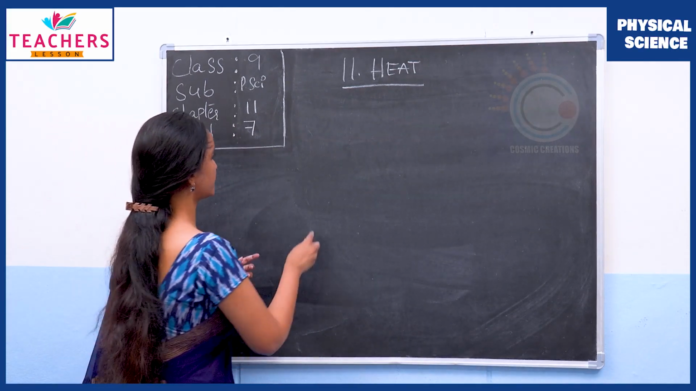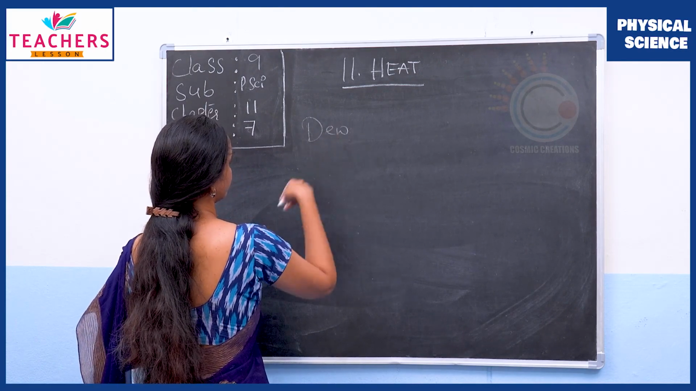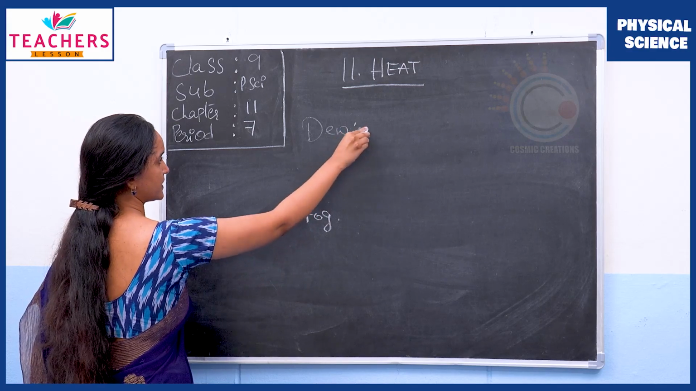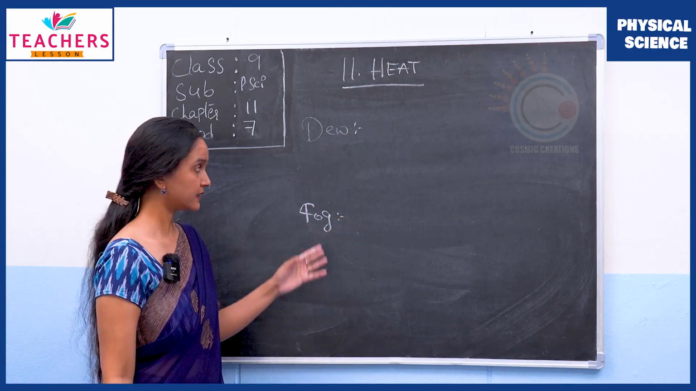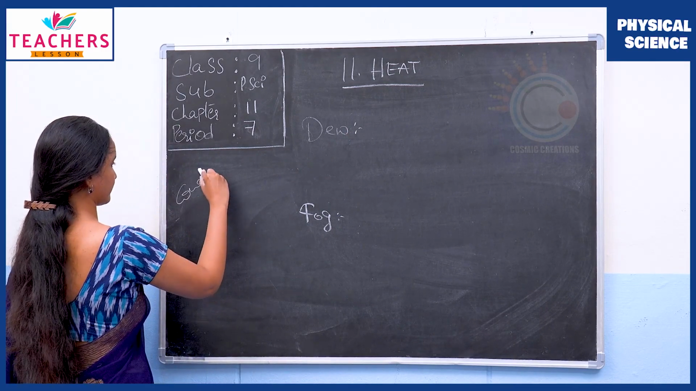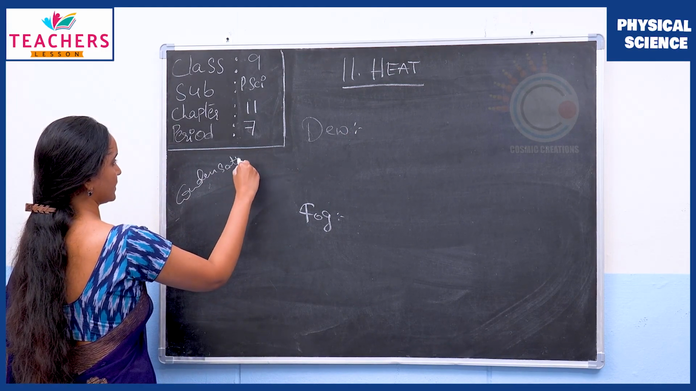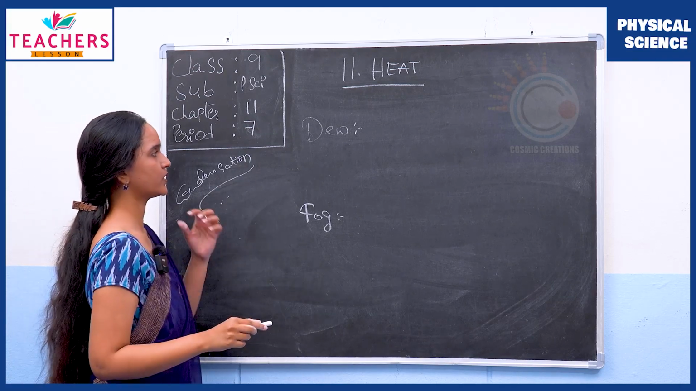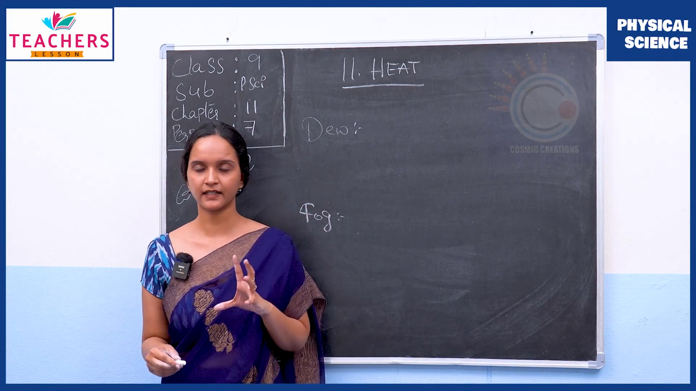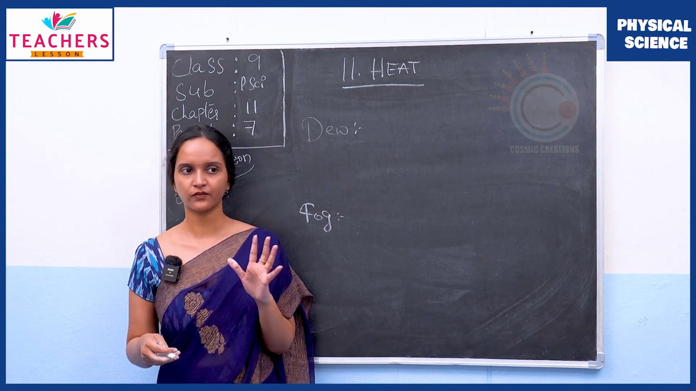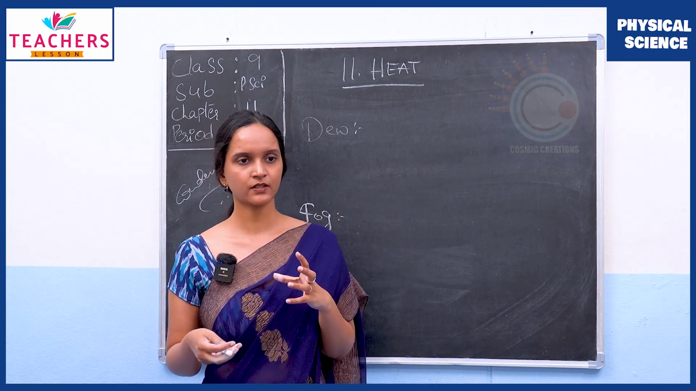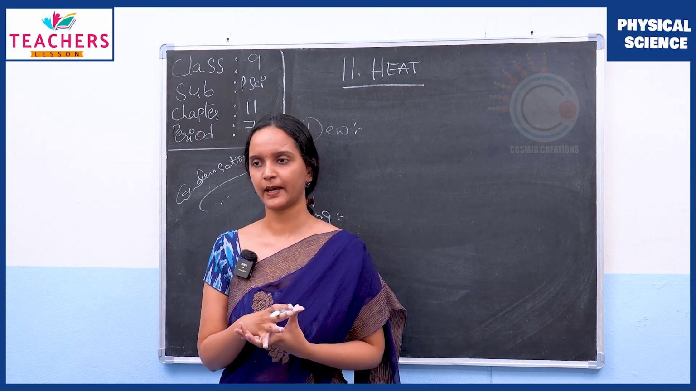We hear these words very often, right? Dew and fog. What do you think these are? These are formed as a result of condensation. Okay, let's see how it works. So during our winter nights, what happens? The temperature of the surrounding air and the atmosphere falls down rapidly, right? So the atmosphere gets cooled down very rapidly.